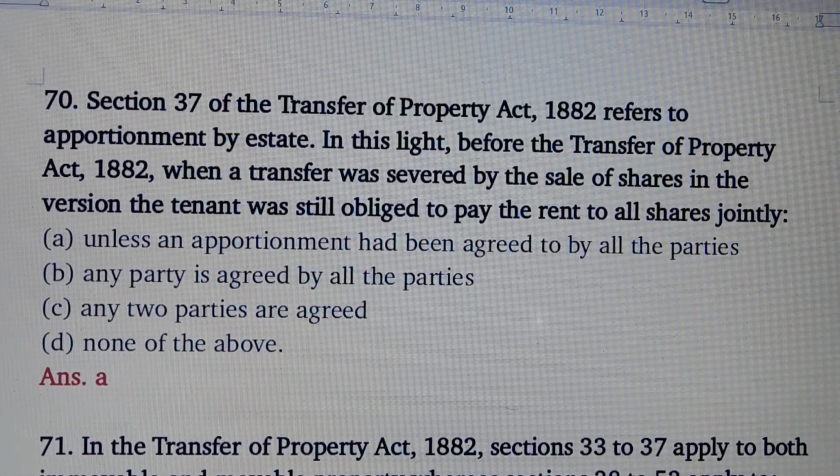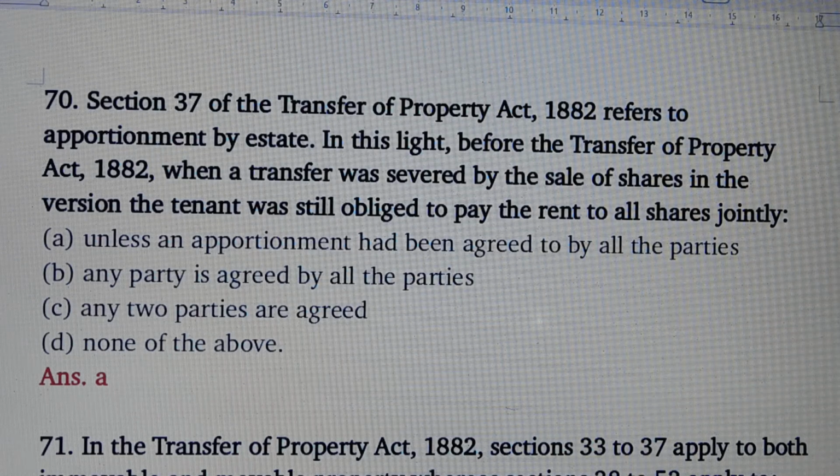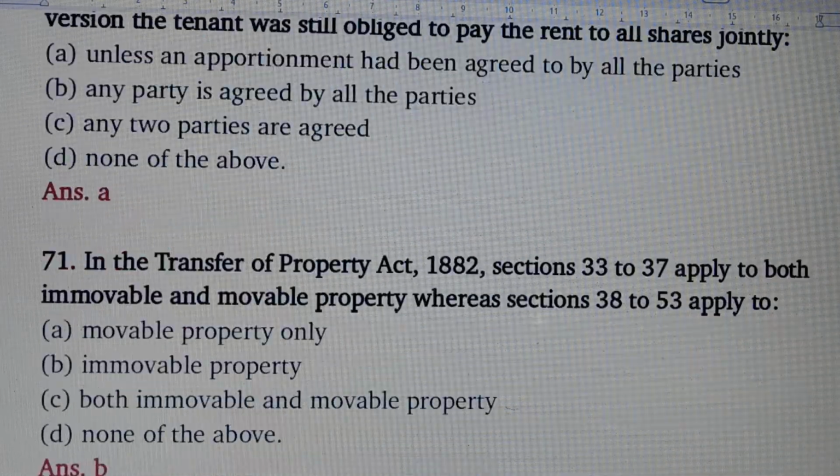Section 37 of the Transfer of Property Act refers to apportionment by estate. In this light, before the Transfer of Property Act, when a transfer was severed by the sale of shares in the reversion, the tenant was still obliged to pay the rent to all shares jointly. Answer is option A, unless an apportionment had been agreed to by all the parties.